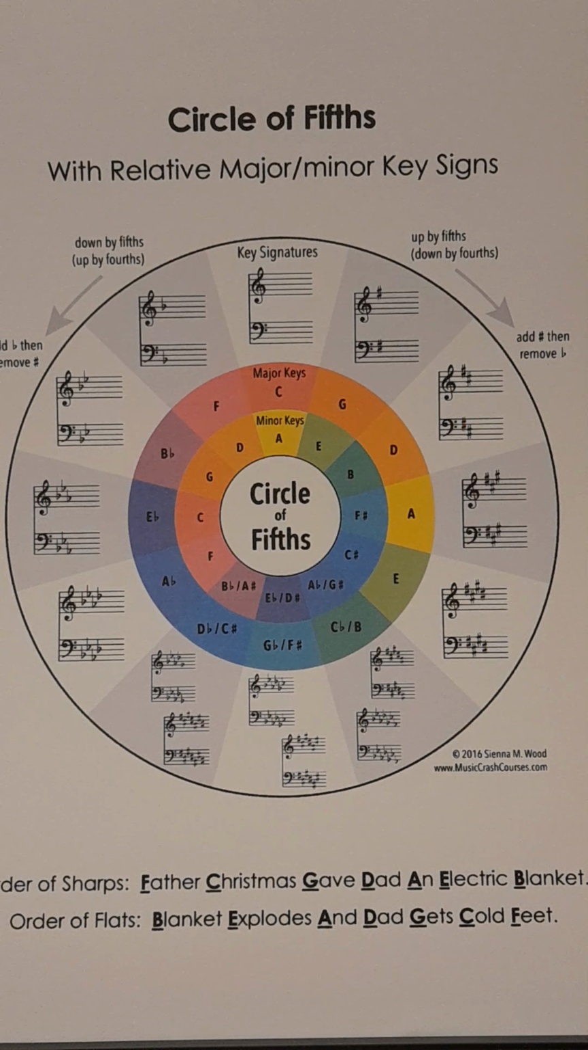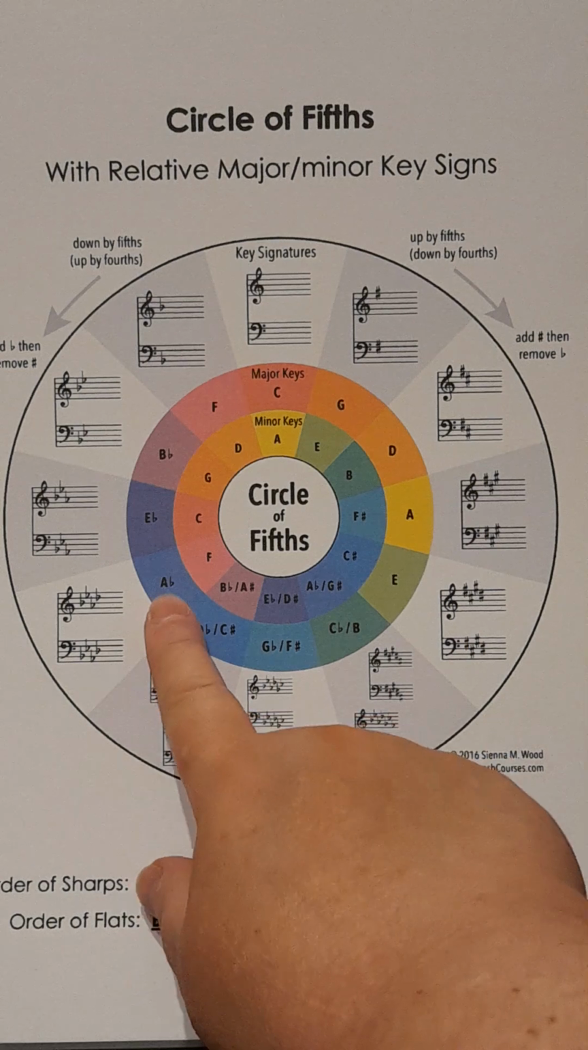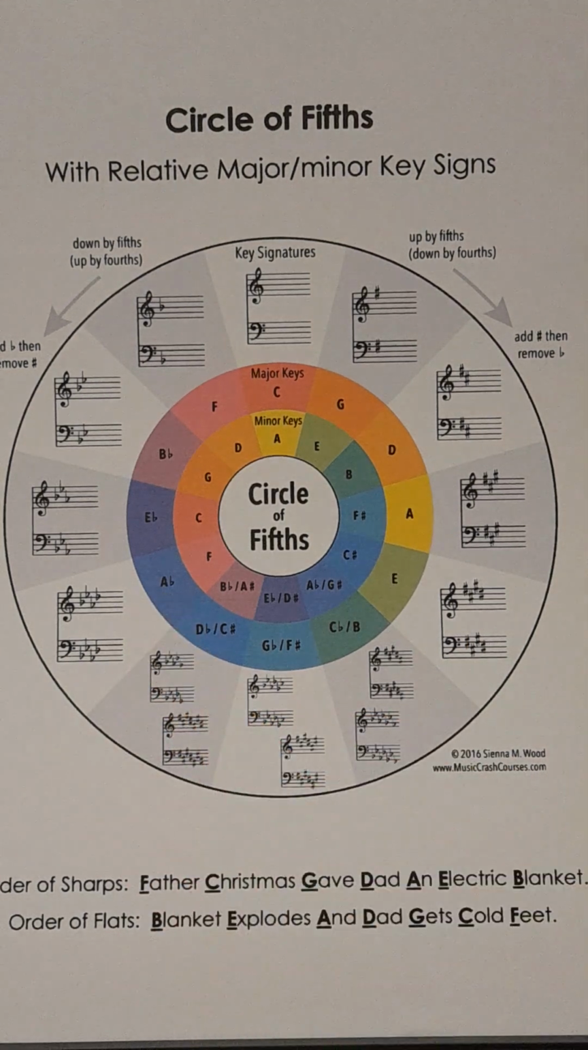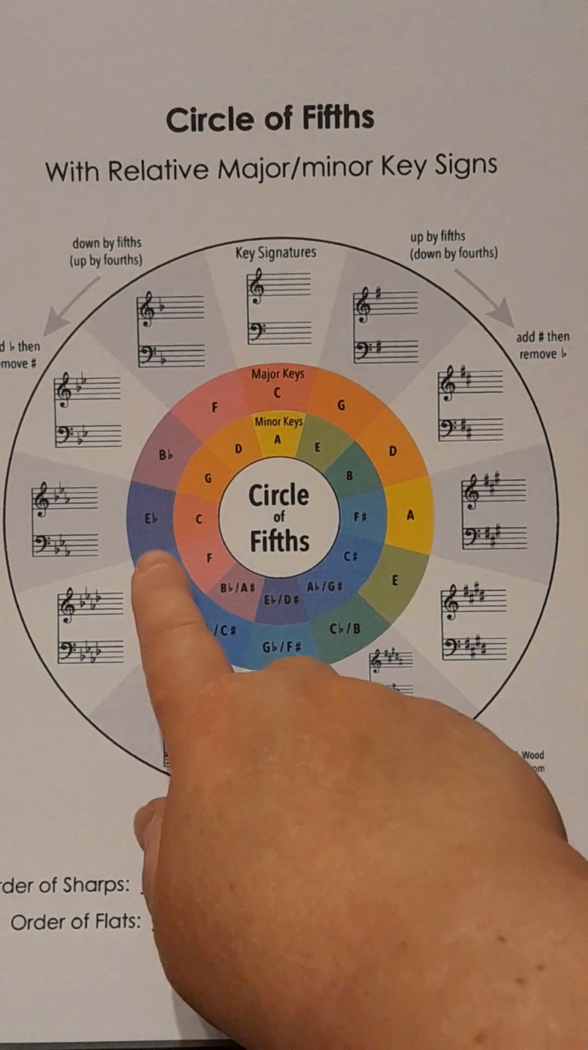Let's hear the A flat major scale. A flat, B flat, C, D flat, E flat, F, G, A flat. 4 flats for the key of A flat major. If we went to the 5th note of the A flat major scale, 1, 2, 3, 4, 5, we'd end up on the E flat major scale.